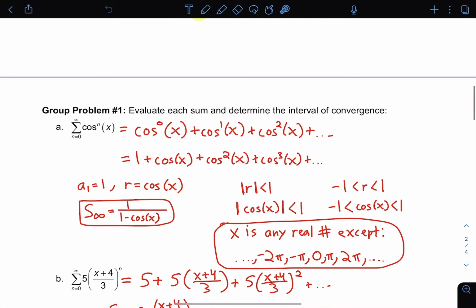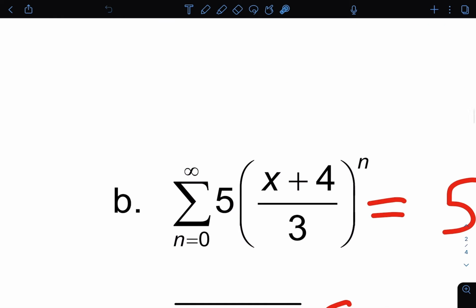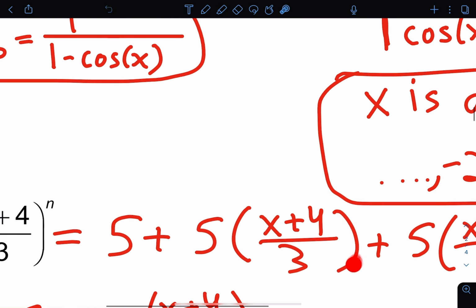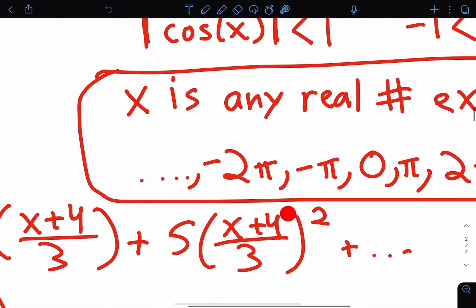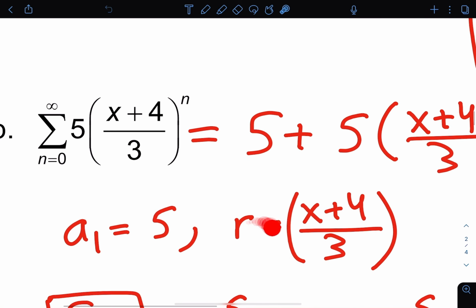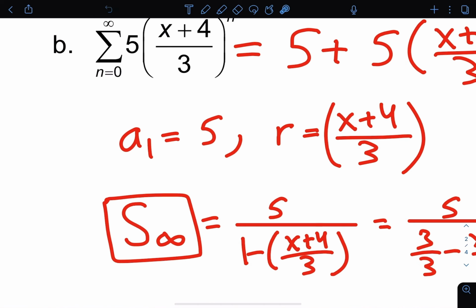Okay, let's take a look at B. So we have a series here, 5 times the quantity x plus 4 over 3 to the nth power. What are some of the terms of this? So plug in n is 0, all of this goes away, we get just 5. Let n be 1, 5 times the parentheses to the first, 5 times the parentheses squared, etc. So the first term is 5. What are we multiplying by? Well, whatever is in the parentheses. Okay, so what's the sum?